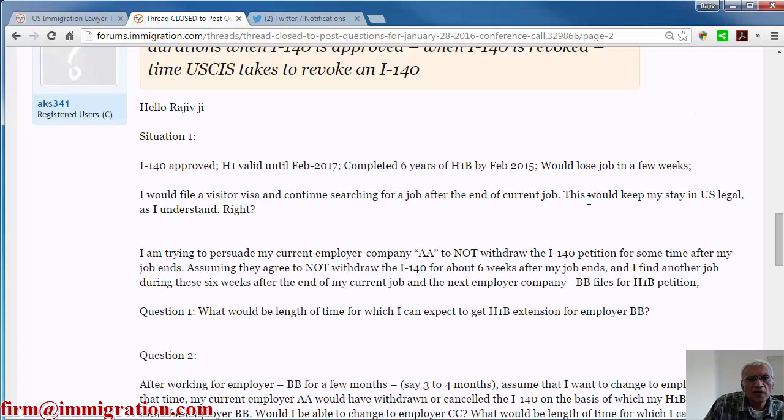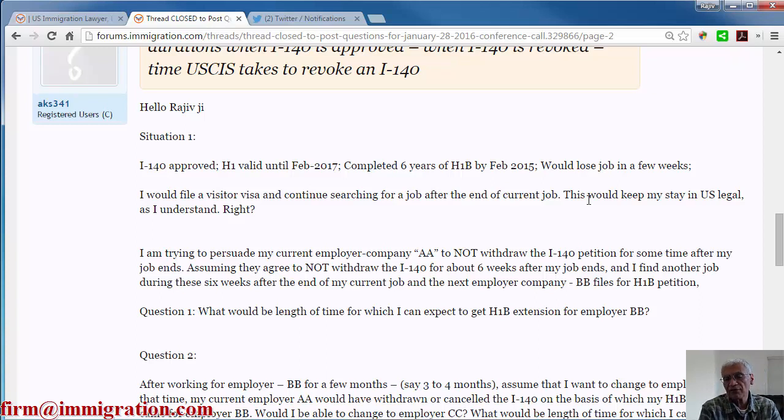Now let's look at your situation. Situation 1, I-140 is approved, H1 good till 2017, 6 years are over by Feb 2015, would lose my job in a few weeks. And I just covered that issue when you can apply for a B2 and keep yourself from going illegal. I'm trying my company not to withdraw the I-140 for some time. Can I file an H1B extension with my company?